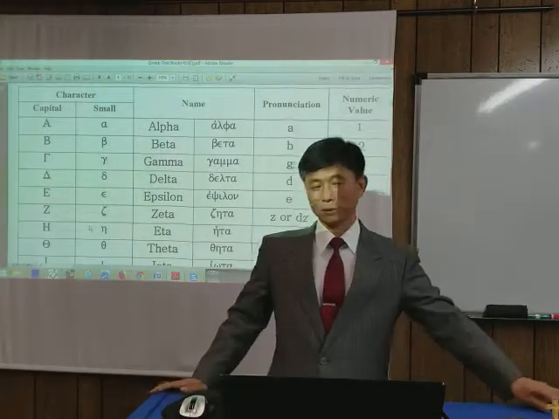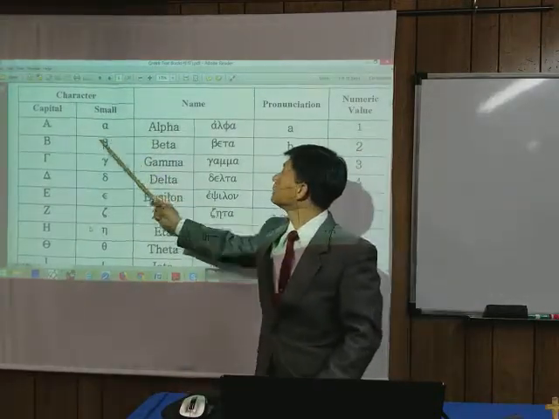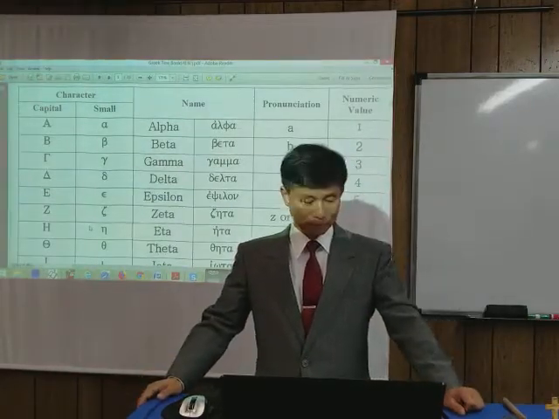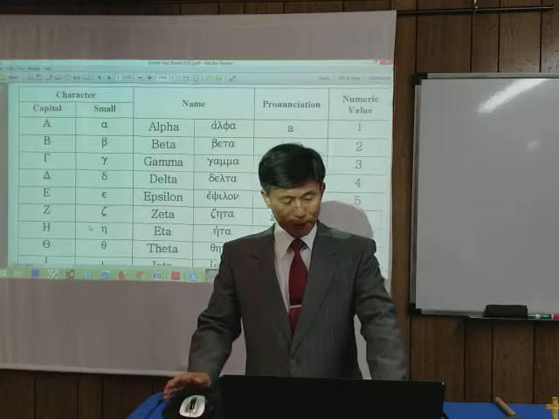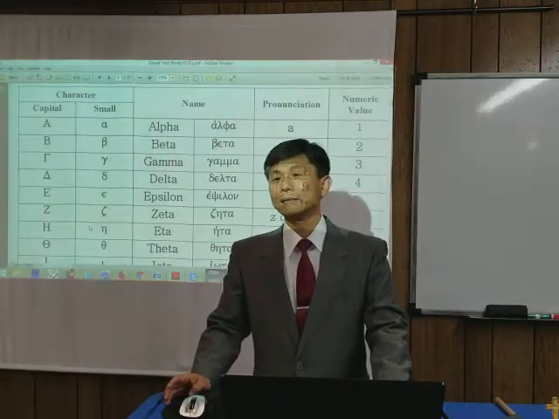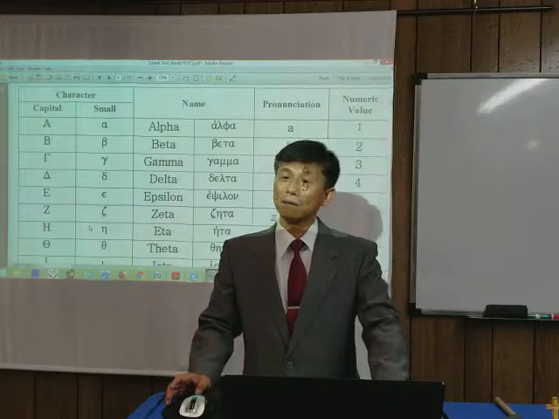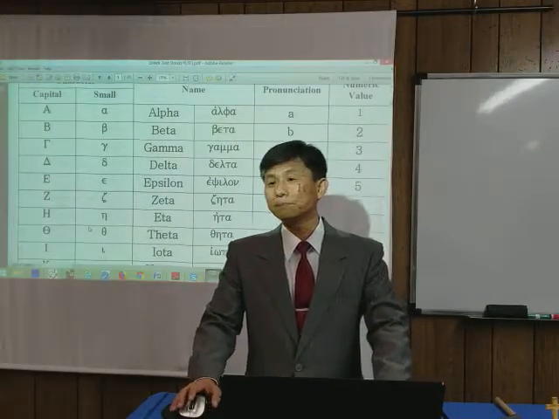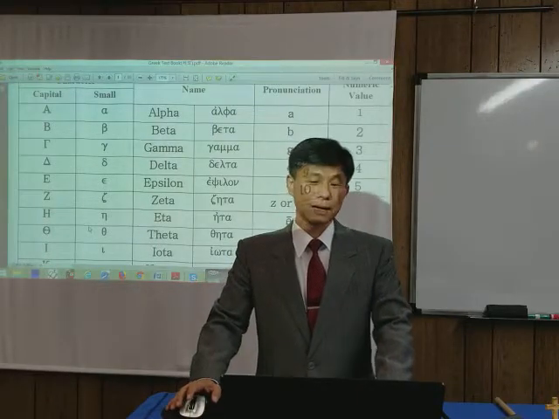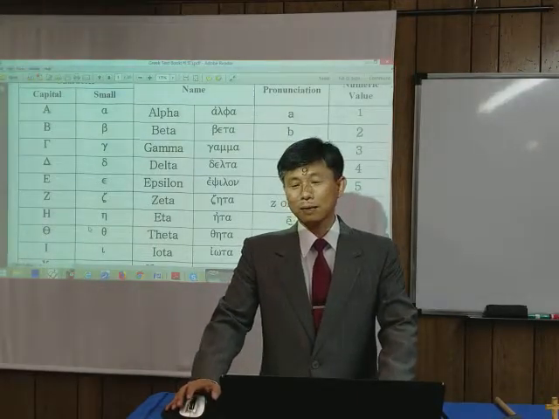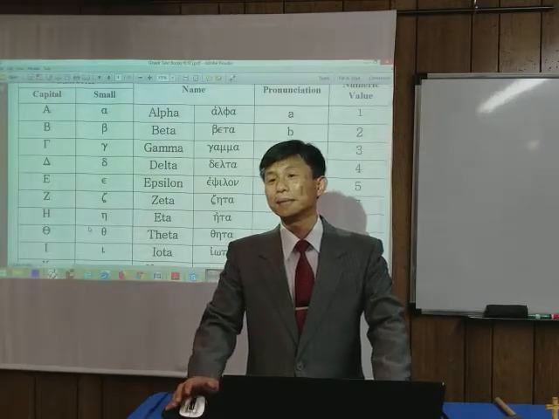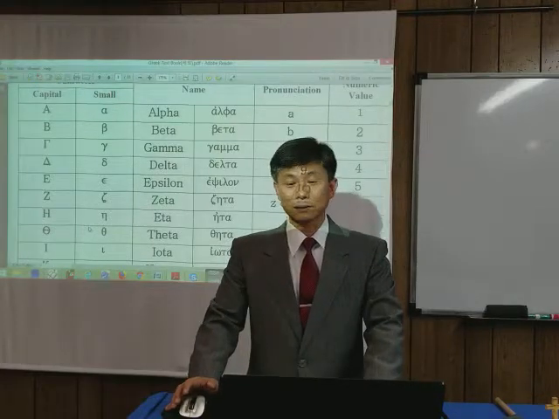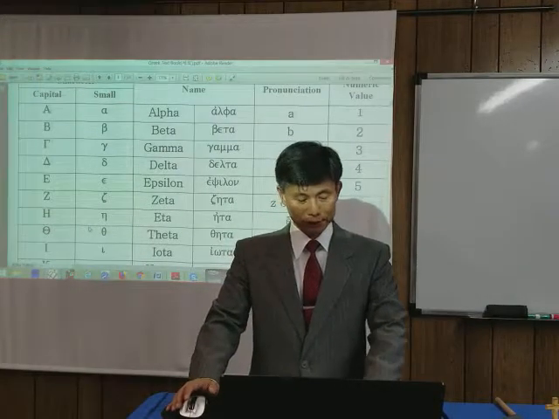The first letter, the name of the alphabet, is alpha. The pronunciation is ah. That is a vowel, the ah sound. And then the next one, beta. The pronunciation is b, like the b in English. That is a consonant pronunciation.